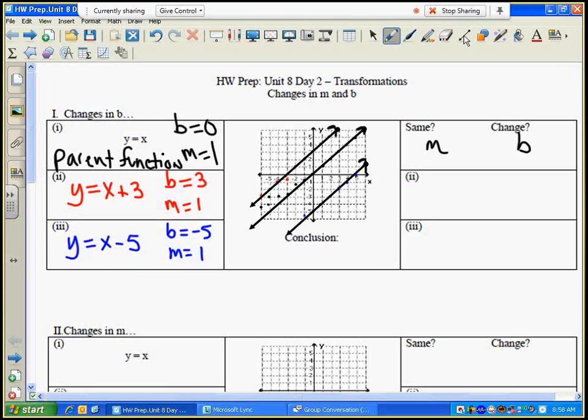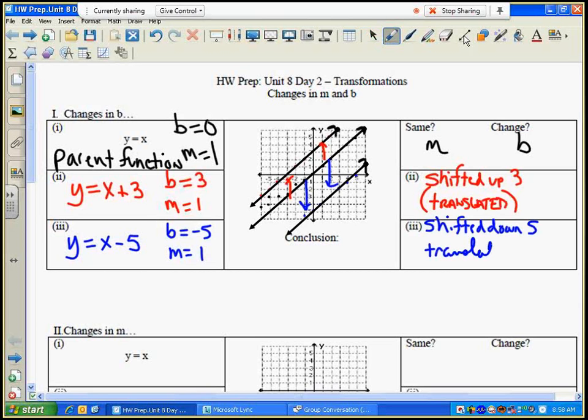Okay, so as we look at number 2 here, as we go from the parent to y equals x plus 3, you can see that this guy has been shifted. And it's been shifted up 3. We can also say, kind of in fancy math speak, that this guy has been translated up 3. Okay? For the third one, y equals x minus 5, we could say that this one has been translated down 5, or shifted down 5.